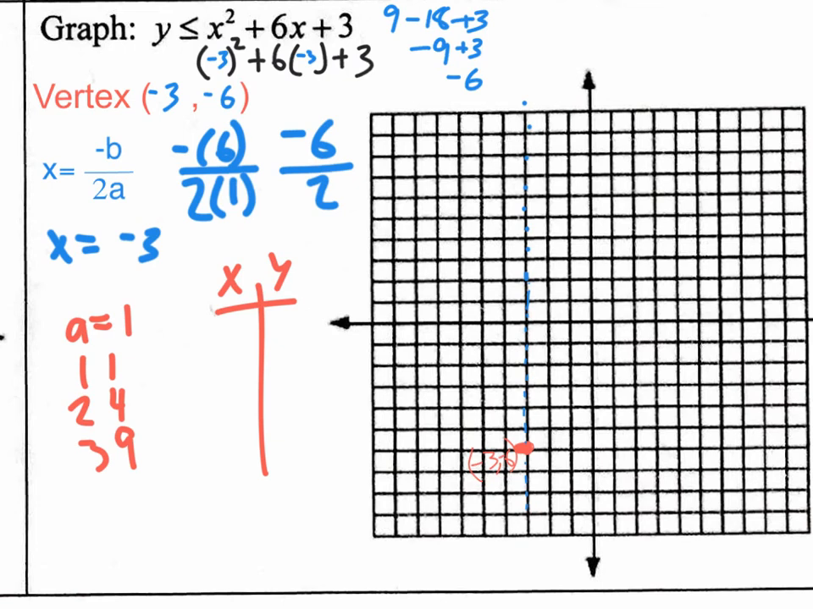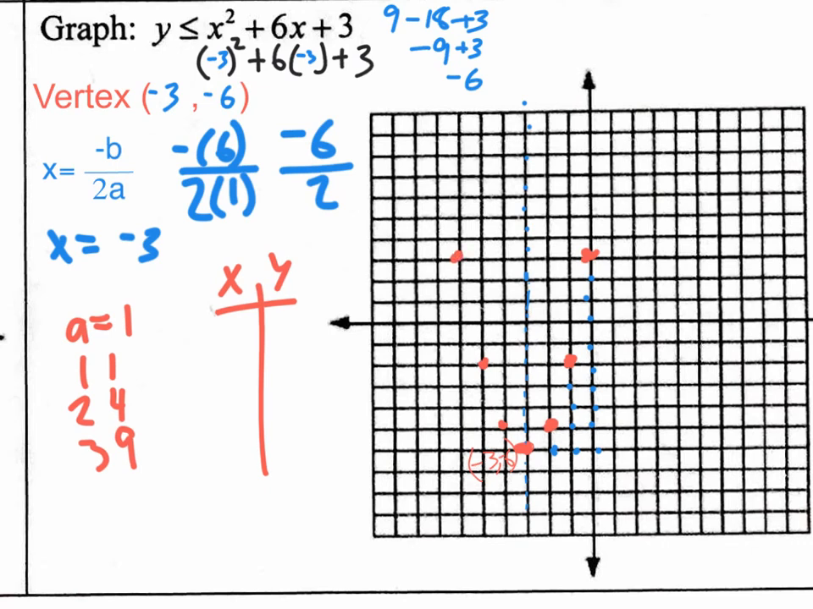So I'm going to go 1 over, 1 up, and that's my new point right there. And then I'm going to go 2 over, and 4 up: 1, 2, 3, 4. I'll put my next dot right there. And then 3, 9, if you want to do it, go for it. 1, 2, 3, 1, 2, 3, 4, 5, 6, 7, 8, 9. So there's my other dot. And just mirror them over to the other side of the axis of symmetry.